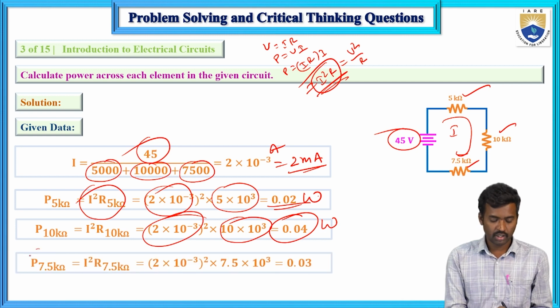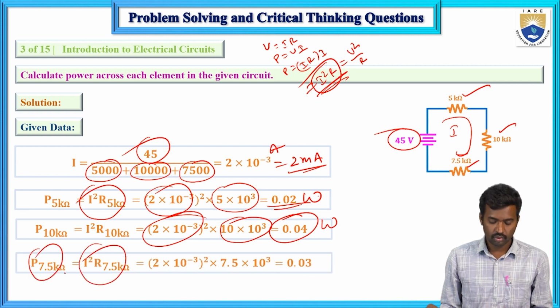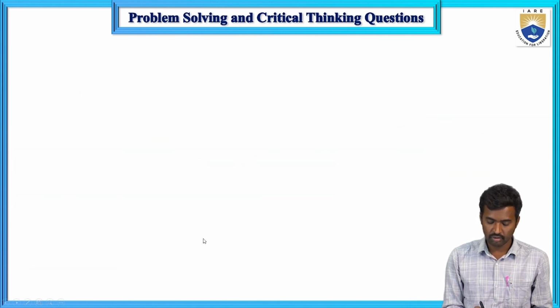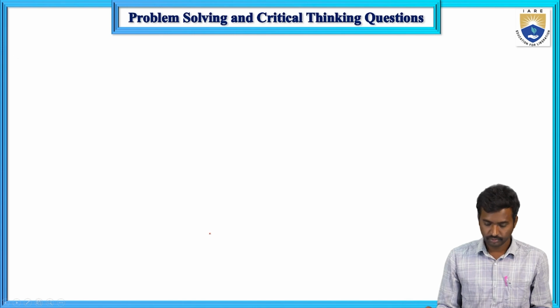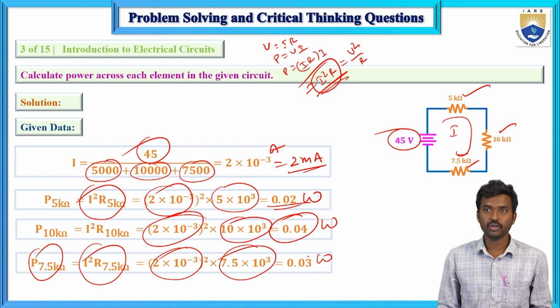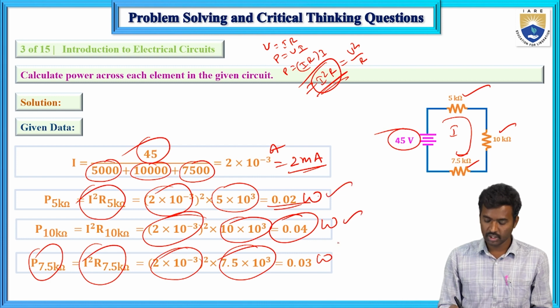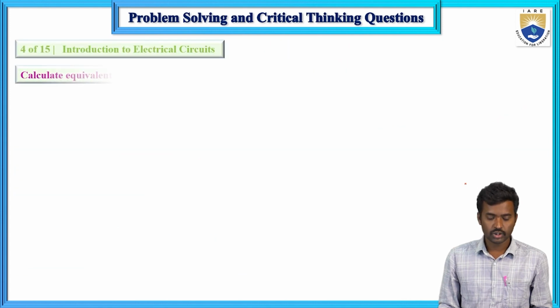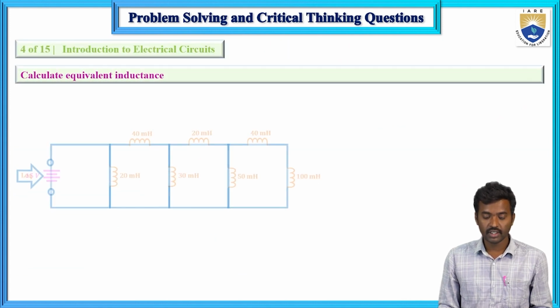Next, the power across 7.5 kilo ohms equals 2 into 10 power minus 3 squared, I square R. So that is 0.03 watts. Now the power across each resistor, each element, is 0.02, 0.04 and 0.03.